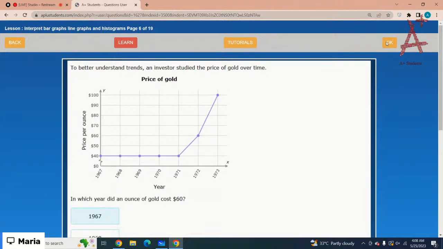Okay, next is patterns and trends. Investors studied the price of gold over time. In which year did an ounce of gold cost $60? So which is the correct option?